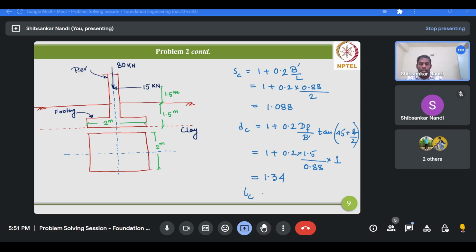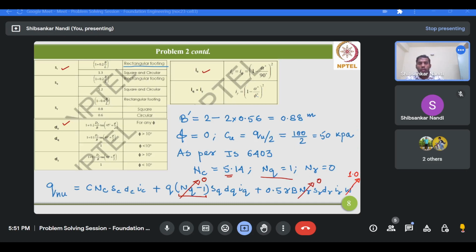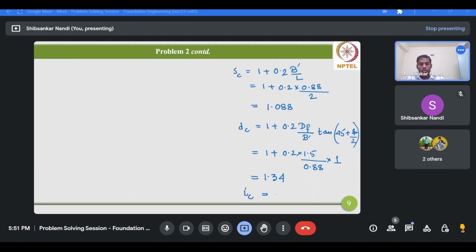And what about Ic? So Ic would be 1 minus alpha degree by 90 degrees, squared. Here the alpha value is 10.60, the vertical inclination of the load. So 1 minus 10.60 divided by 90, squared, it's 0.78. You can take it as 0.78.